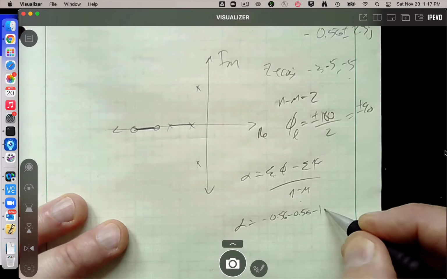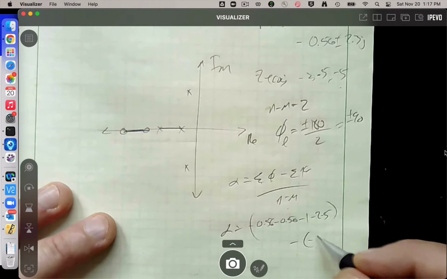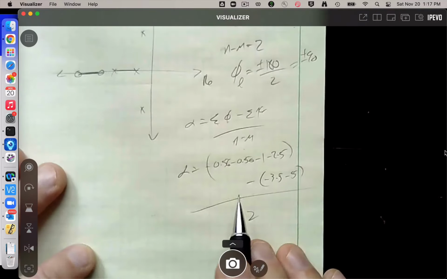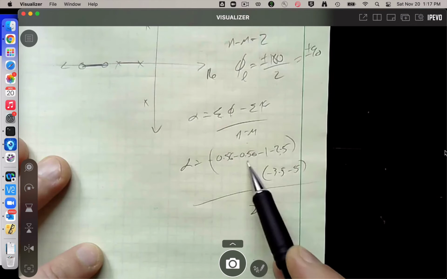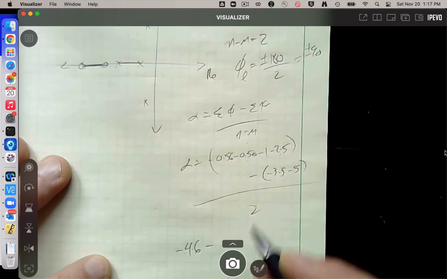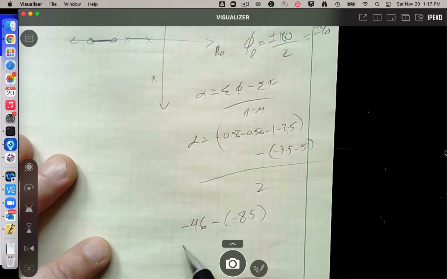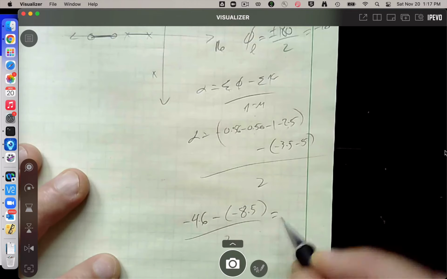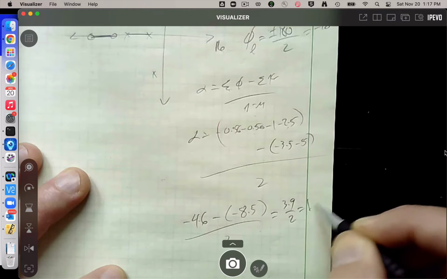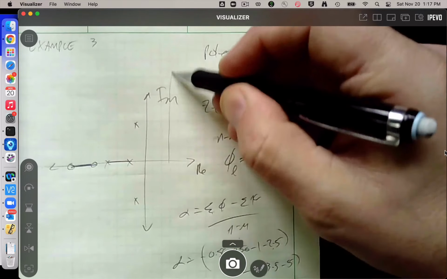-1 minus 2.5, and then minus -3.5, -8, all divided by 2. So this is -3.5, -4.6-ish, minus a -8.5 divided by 2. So I guess this is going to be a positive 3.9 over 2 or 1.8. Okay, so my asymptotes are going to be over here somewhere.